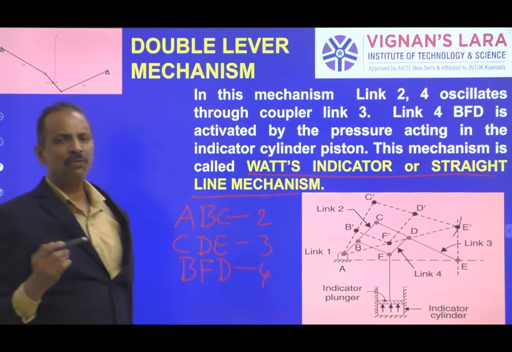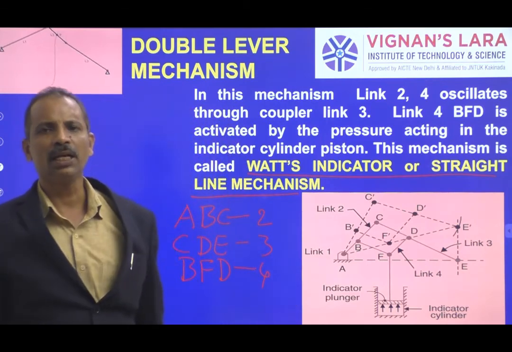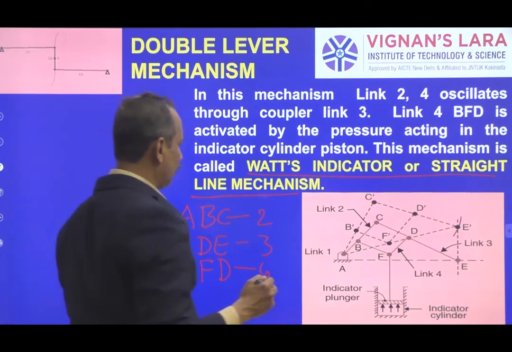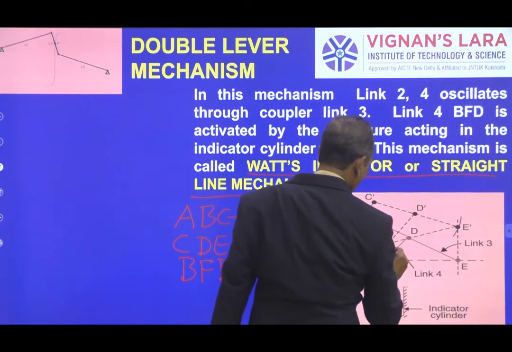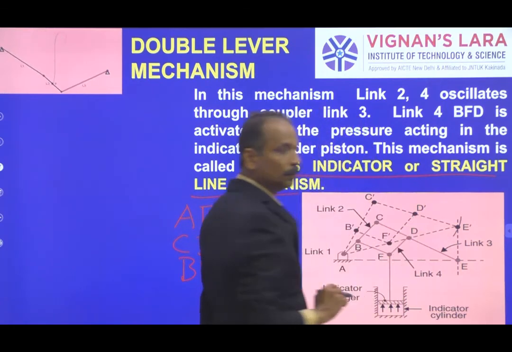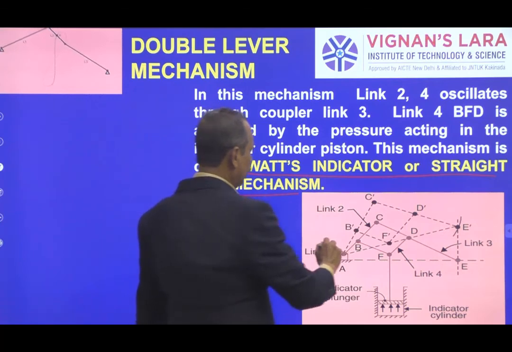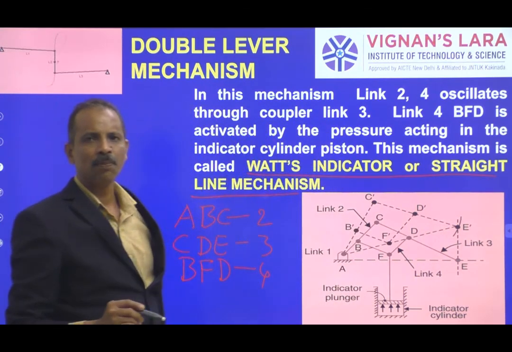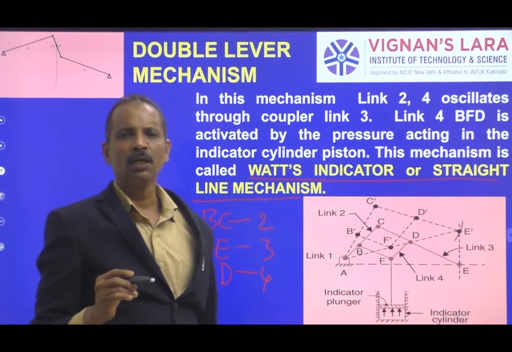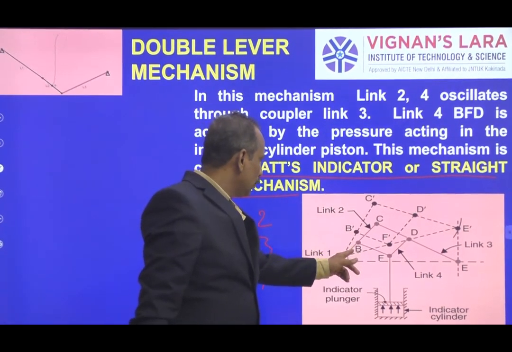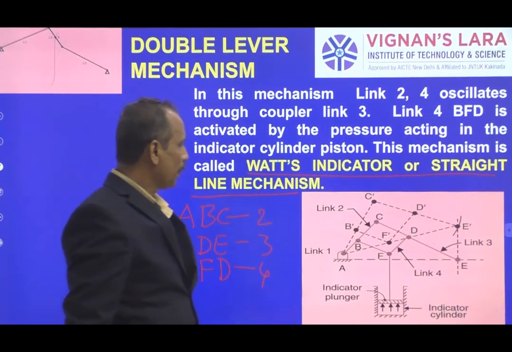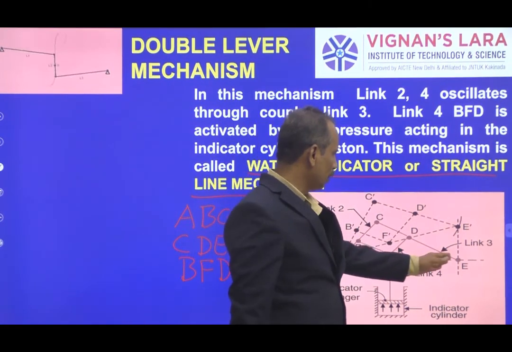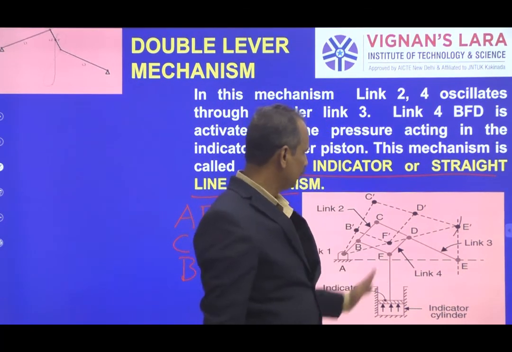As per the definition of a link, within the link there is no relative motion. That means you cannot expect any relative motion between B, F, D, and you cannot expect anything in ABC, and you cannot expect anything in CDE. It is only a matter of the connection at B and D. Now let us assume initially the position is at the solid lines.